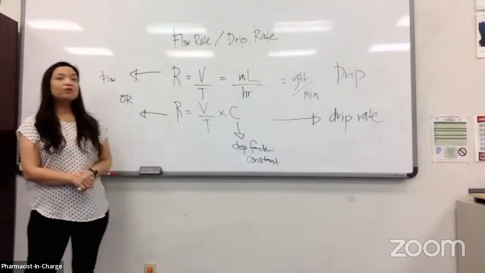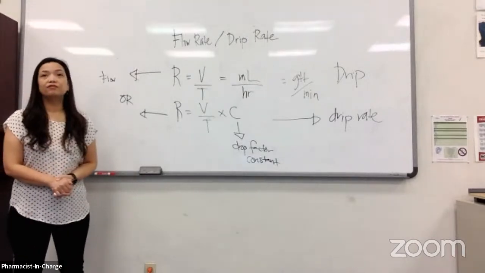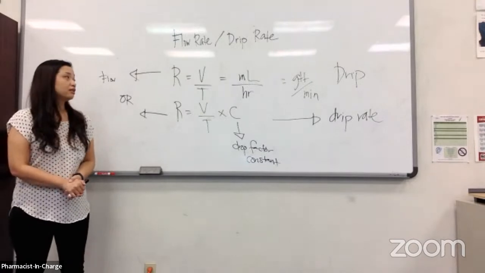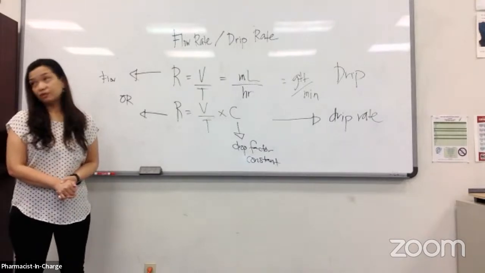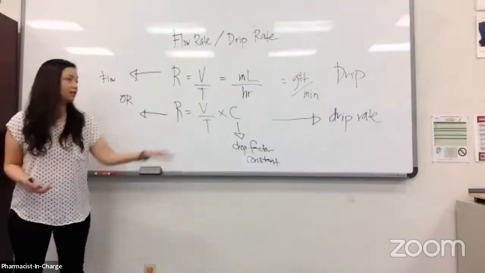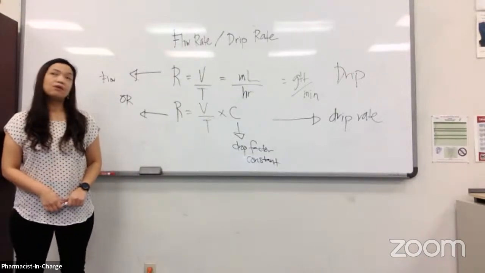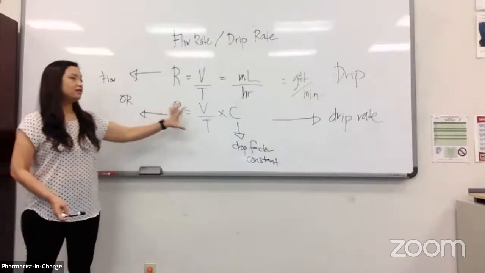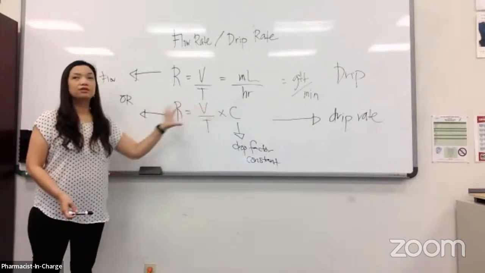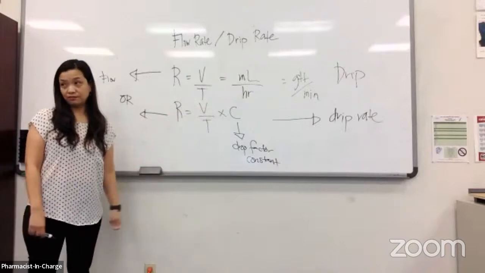So you only have one formula to remember really, flow rate. V over T is R. R equals V over T. When the C shows up, then V over T times C. I want you to know this. This can be transposed different ways, okay?